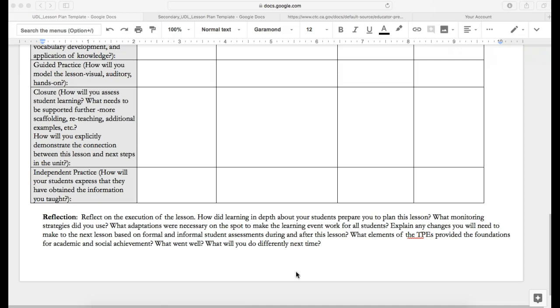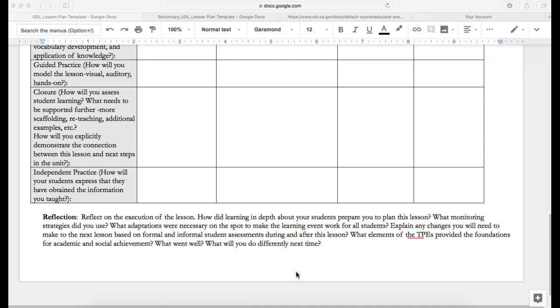So how did learning in depth about your students prepare you? So that's that class analysis for planning the lesson. What monitoring strategies did you use? What adaptations did you make? And any changes that you would make to the assessments throughout the lesson. And then also what TPEs provided the foundation for the academic and social achievement.